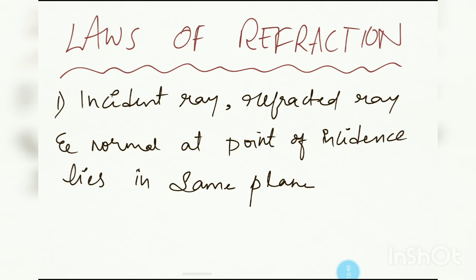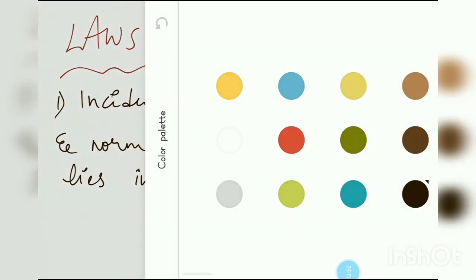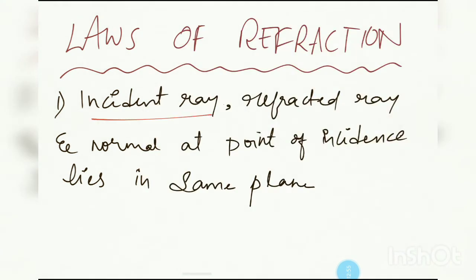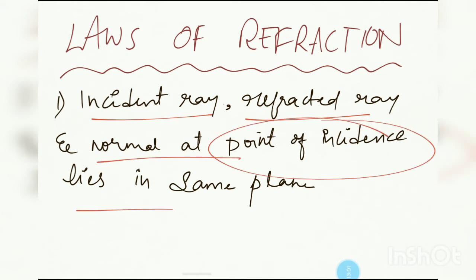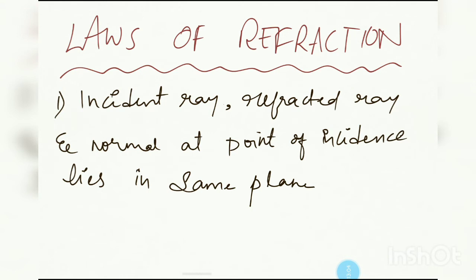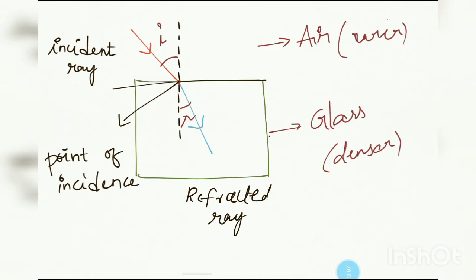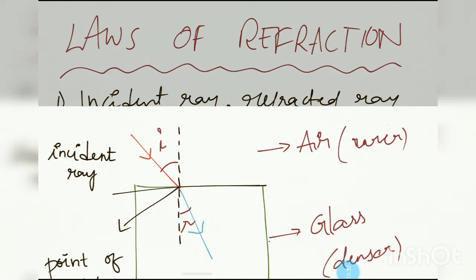There are generally two laws of refraction. The first law states that the incident ray, refracted ray and normal at the point of incidence lie in the same plane. What does this mean? I'll show the figure so that you can understand easily. This is the incident ray, this is the refracted ray, and this is the point of incidence. All of this lies on the same plane, even the normal. Everything lies on only one plane. That is the first law of refraction.